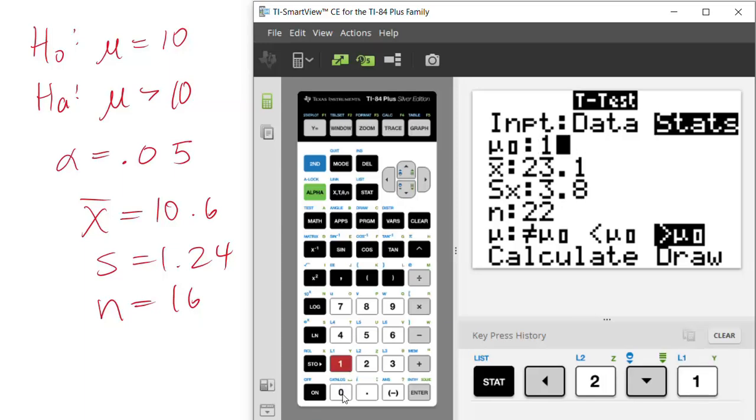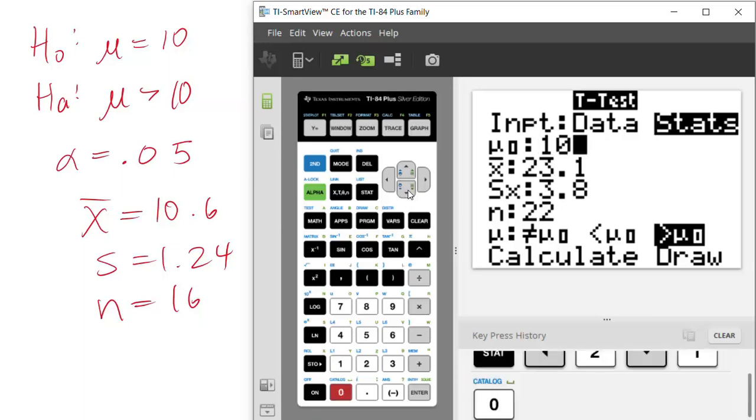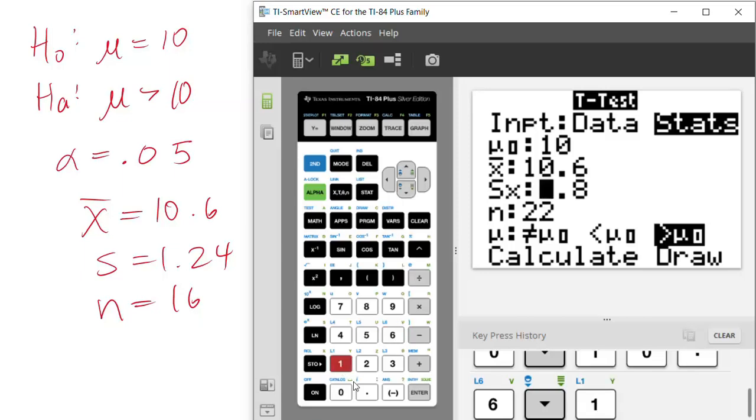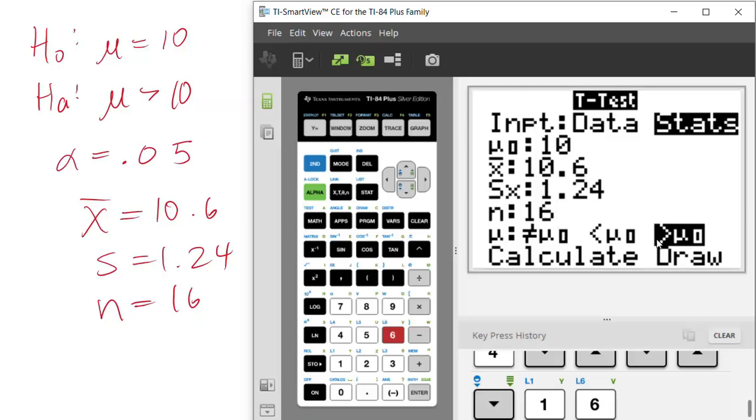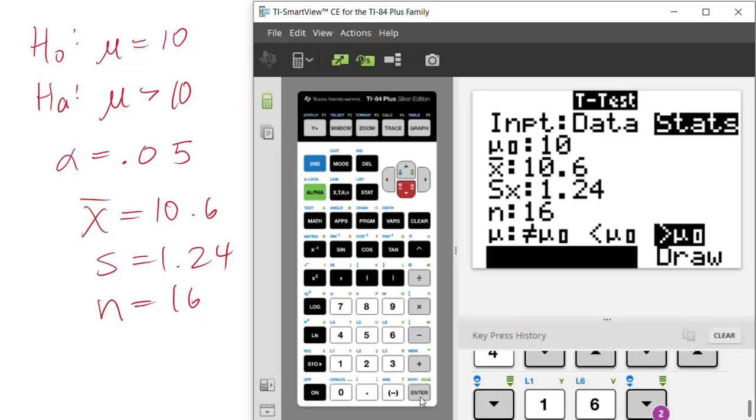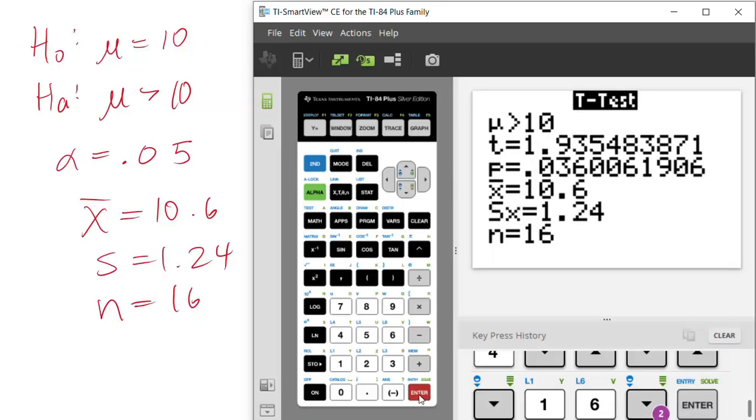The claim is that the mean length of all of these creatures is greater than 10 centimeters. The sample mean was 10.6. It was bigger than 10, but not by much. The standard deviation was only 1.24 though, so not a whole lot of variation in these creatures. The sample size is 16. And the claim is that the mean is greater than 10, and I get a little bit of joy out of getting to be lazy and not having to change this. Calculate.